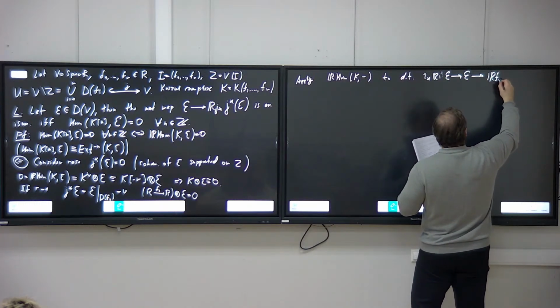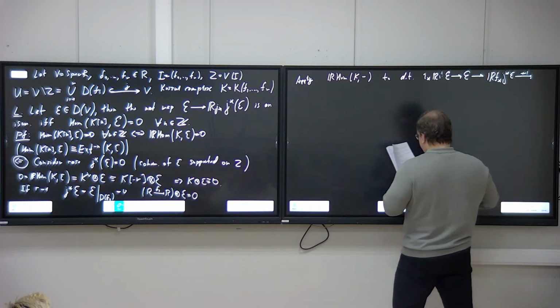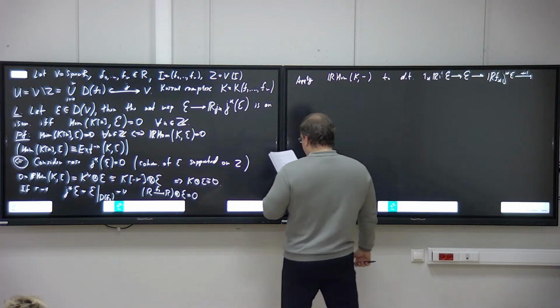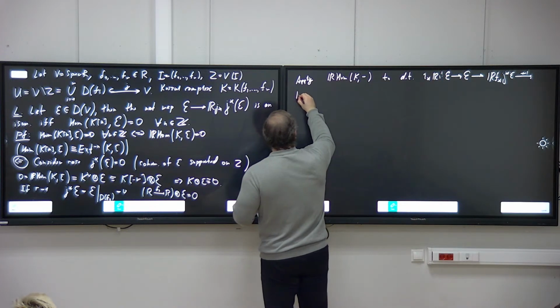So the local cohomology distinguished triangle. So that's a distinguished triangle. And about this distinguished triangle, I can notice several things. So note.